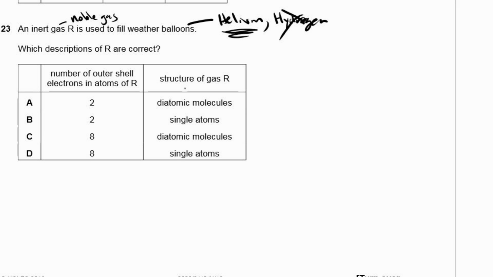How many electrons does helium have in the outer shell? It has 2. It doesn't have 8. Is it a diatomic molecule or a single atom? Helium is a single atom. It's B. The reason why it's not the other noble gases is because they're much heavier. Helium is used instead of hydrogen because it doesn't react. So helium is a choice that they would use.